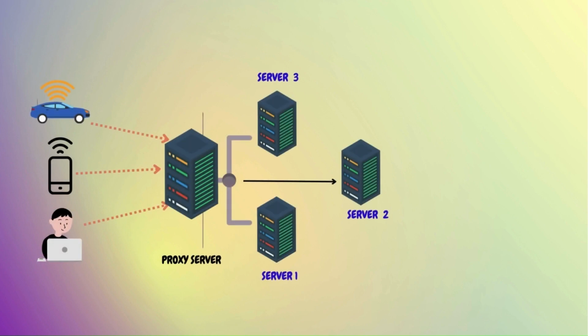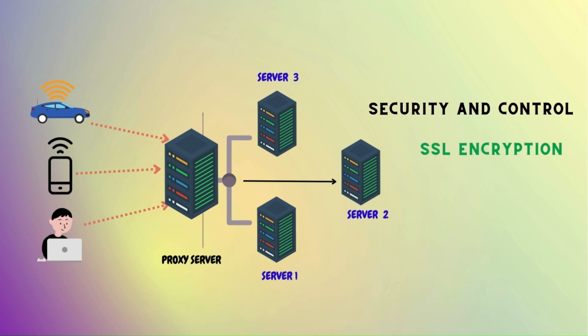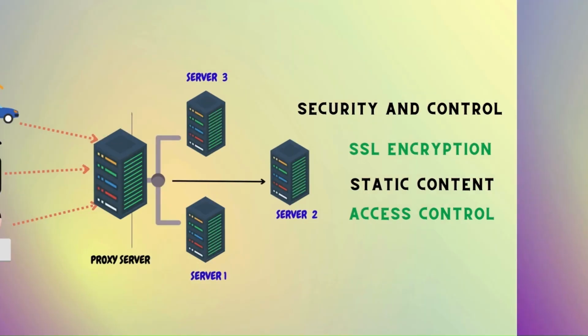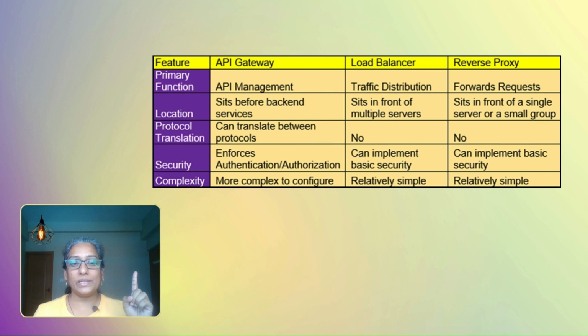Reverse proxy acts as an intermediary between clients and servers, providing security and control. Reverse proxy manages SSL encryption, serves static content, and controls access to internal servers. While primarily forwarding requests, reverse proxy plays a minimal role in load balancing. The table here summarizes the differences between API gateway, load balancer, and reverse proxy. We already have discussed each of these points while discussing the API gateway functionalities.